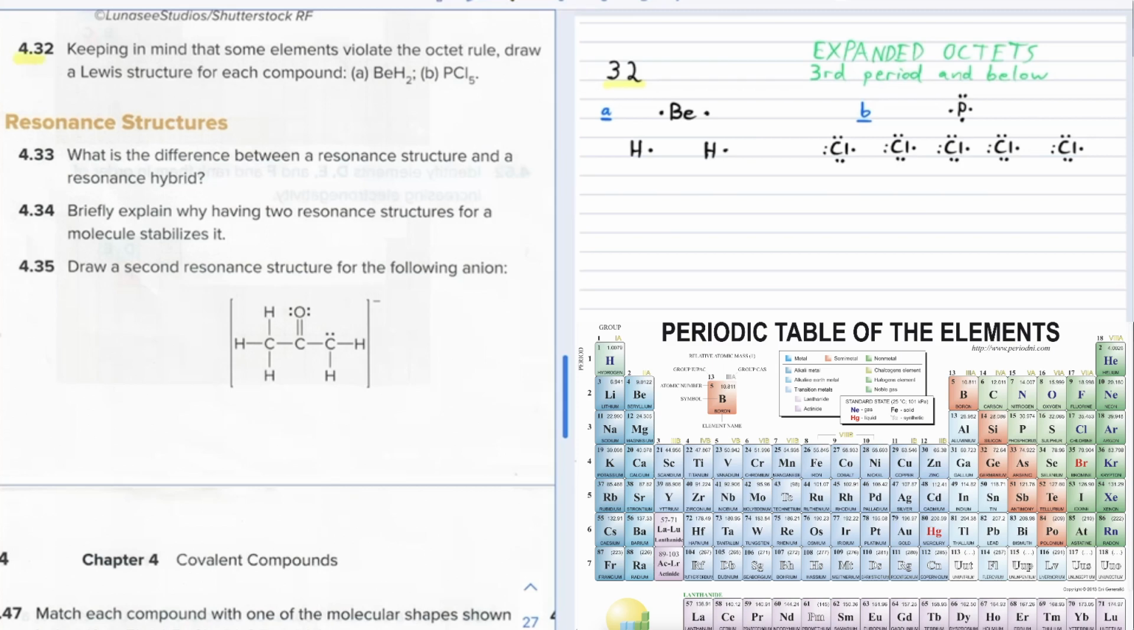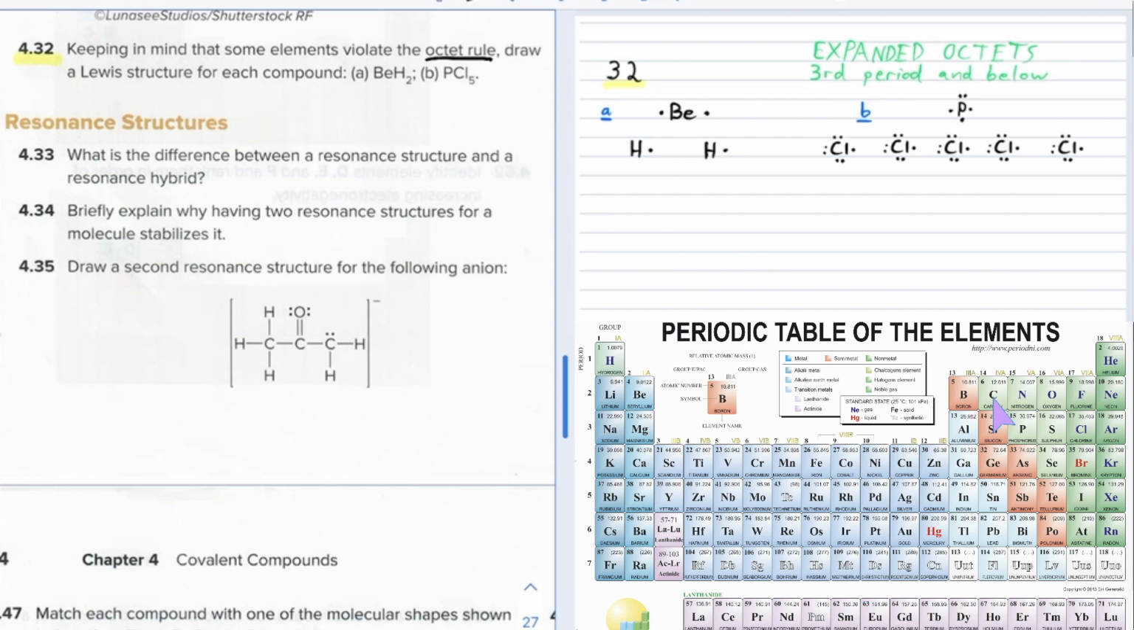Problem number 32. Keeping in mind that some elements violate the octet rule, draw a Lewis structure for each compound. And you're given two compounds. Now the octet rule is something that is used as a guide when drawing Lewis structures, but certain elements are able to violate that rule.